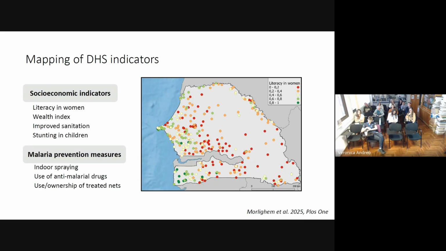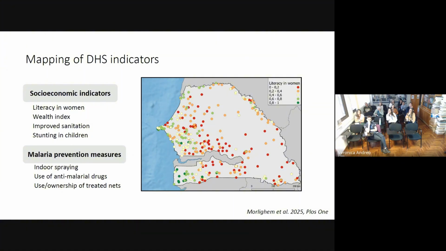The spatial location of points is not exact because there's a small dislocation for privacy issues, but it can still be used for that kind of analysis. The precision is enough for the kind of interpolation we use after. So Camille works on malaria, on risk maps for malaria, and she tested different interpolation methods to produce continuous surfaces of DHS indicators. So you have the examples here.